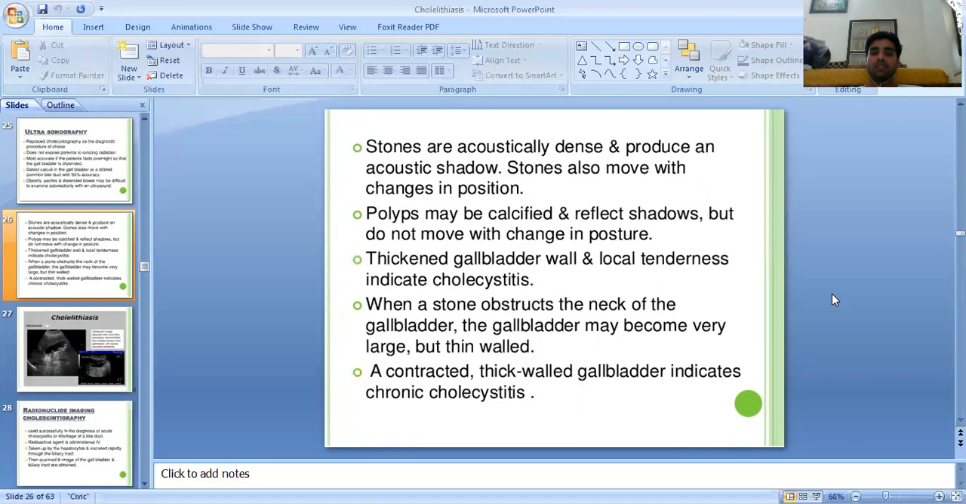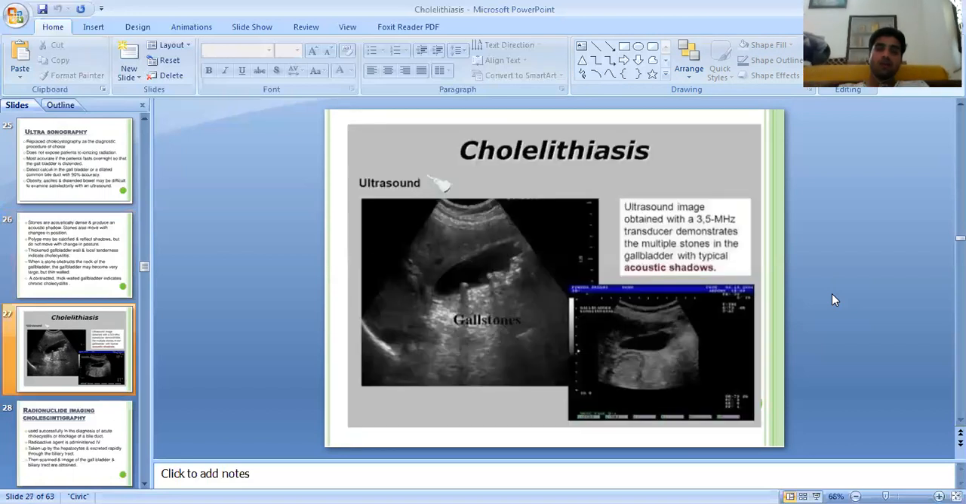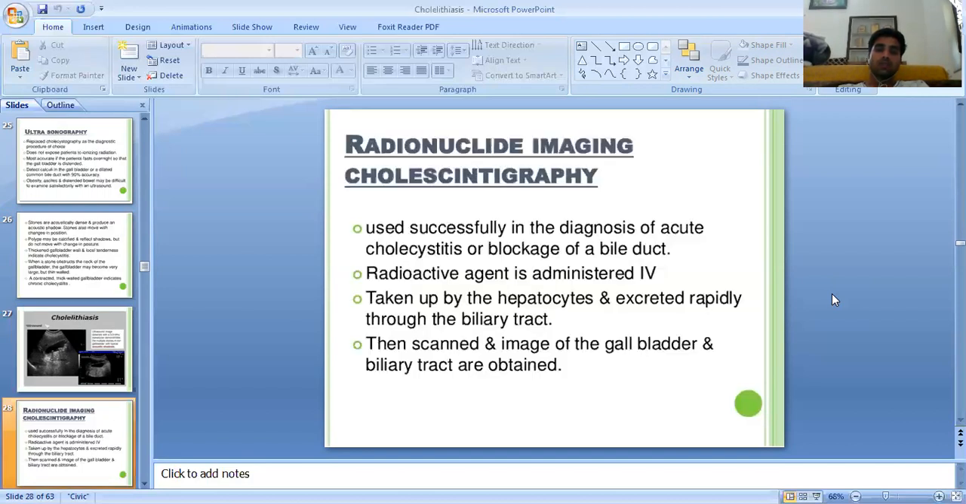Polyps may be calcified and reflect shadow but do not move with a change in posture. A thickened gallbladder wall and local tenderness indicate cholecystitis. When a stone obstructs the neck, the gallbladder may become very large but thin-walled. A contracted, thick-walled gallbladder indicates chronic cholecystitis. This is the USG of cholelithiasis, gallstone and gallbladder.